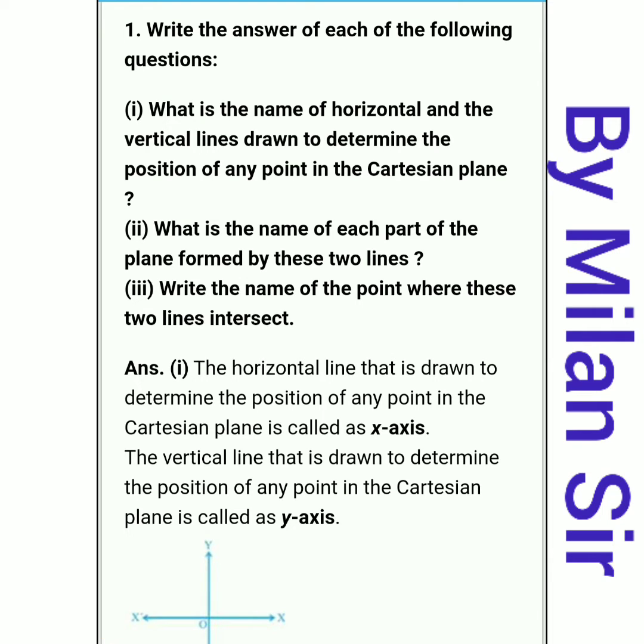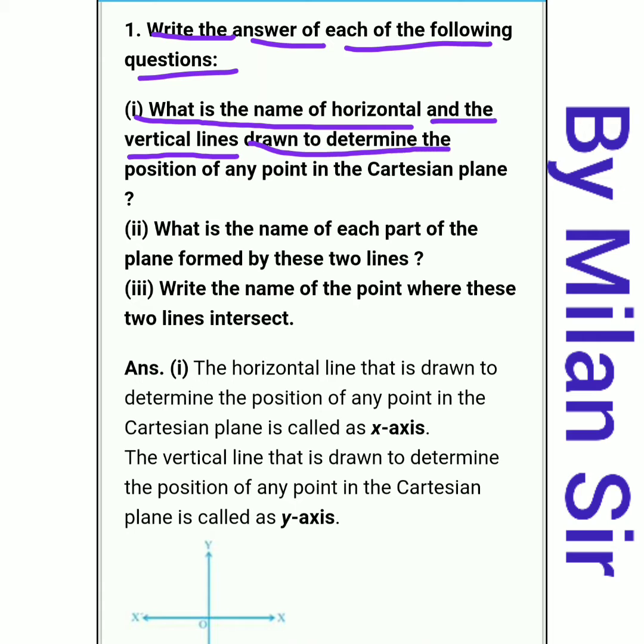In this video, I will explain you exercise 3.2. Okay, so let's start with question number 1. Write the answer of each of the following questions. First question is, what is the name of horizontal and vertical lines drawn to determine the position of any point in the Cartesian plane?